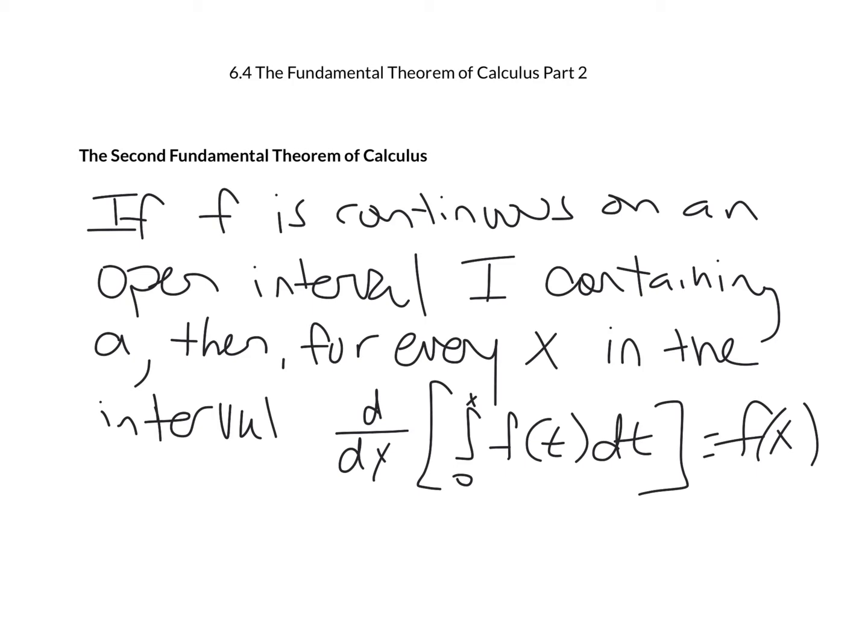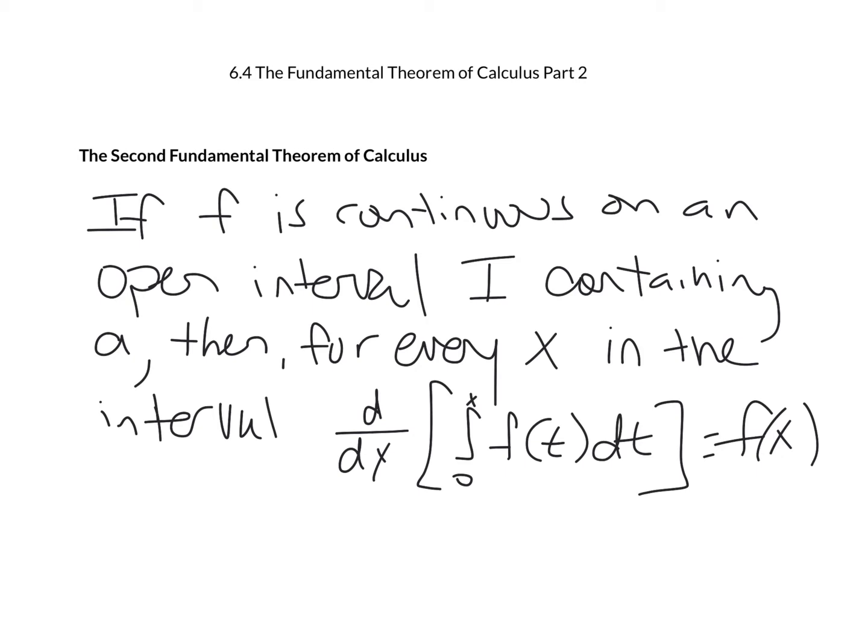So if f is continuous on an open interval I containing a, then for every x in the interval, the derivative with respect to x of the integral from 0 to x of f of t dt is equal to f of x. Why? Because since this is x, and we're finding the derivative with respect to that, they basically cancel, and we replace t with x because we are finding the integral from 0 to x, and we're finding the derivative with respect to x. So it's equal to f of x.